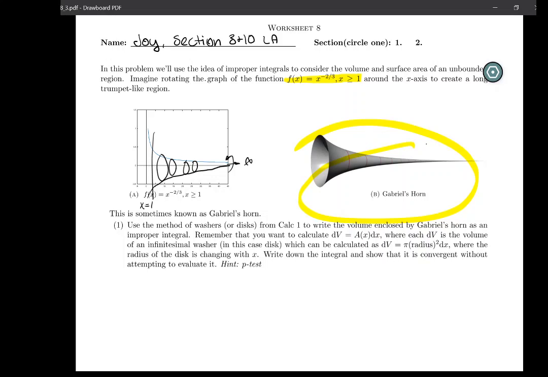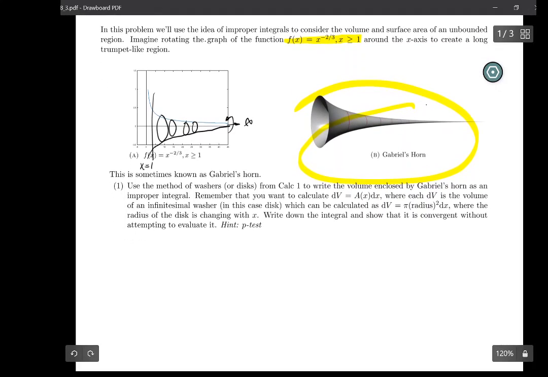So the first one wants us to write the improper integral for volume, and show that it's convergent without evaluating it. So when we do this washer method, we think back to Calc 1, we say, okay, we know how to do this. We're looking at an interval from 1, because that's where we start, to infinity of area x dx.